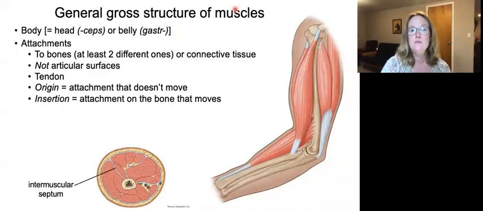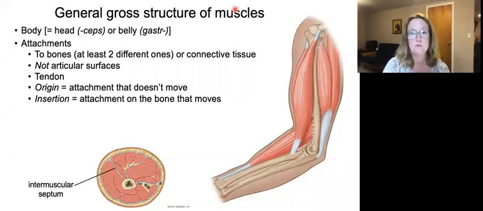Now, where do muscles attach? So skeletal muscles, almost all skeletal muscles attach to bones, and almost all skeletal muscles attach to at least two different bones. There are some exceptions. For example, the muscles that allow you to make facial expressions attach to your skull on the deep surface, but then they attach to the deep surface of your skin. So they actually only attach to a bone on one end.